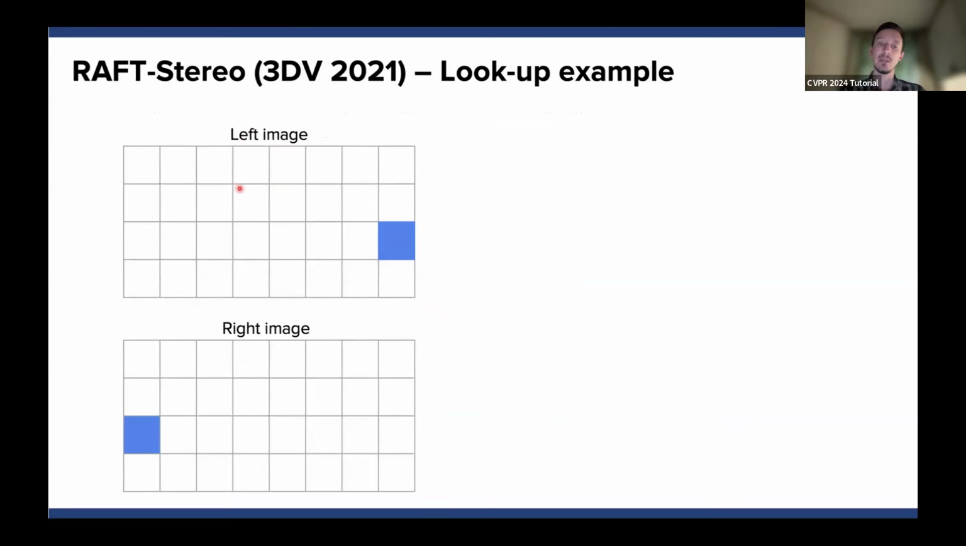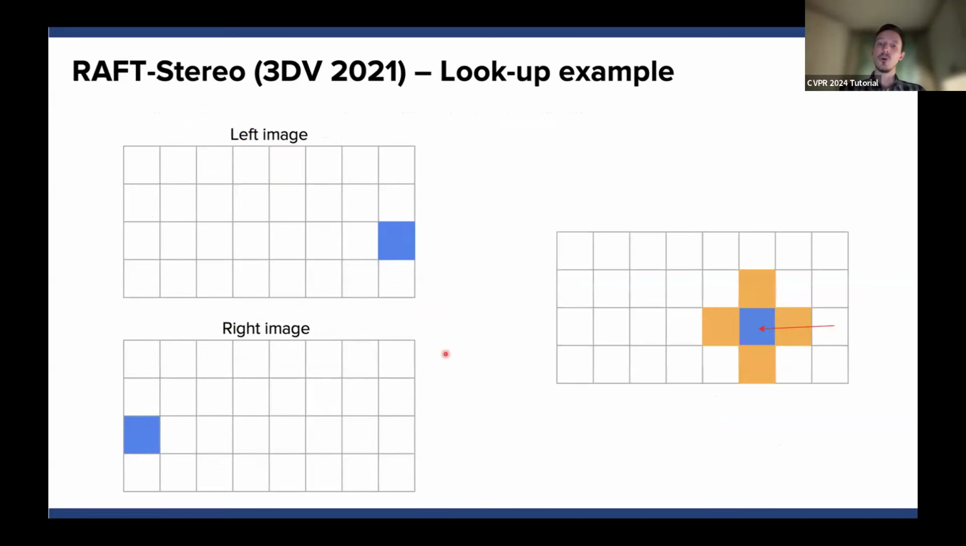So let's assume we have a left image in which we have the blue pixel here, and we have a right image in which we have the blue pixel here. So let's say at a disparity equal to 7. So RAFT-Stereo works by building the cost volume, and at the very first iteration, we will sample the cost volume assuming the zero disparity hypothesis. Then we sample the costs, we process them with the GRU, and we estimate a disparity update. This disparity update will move us here. So right now, our current disparity prediction for the pixel is 2.